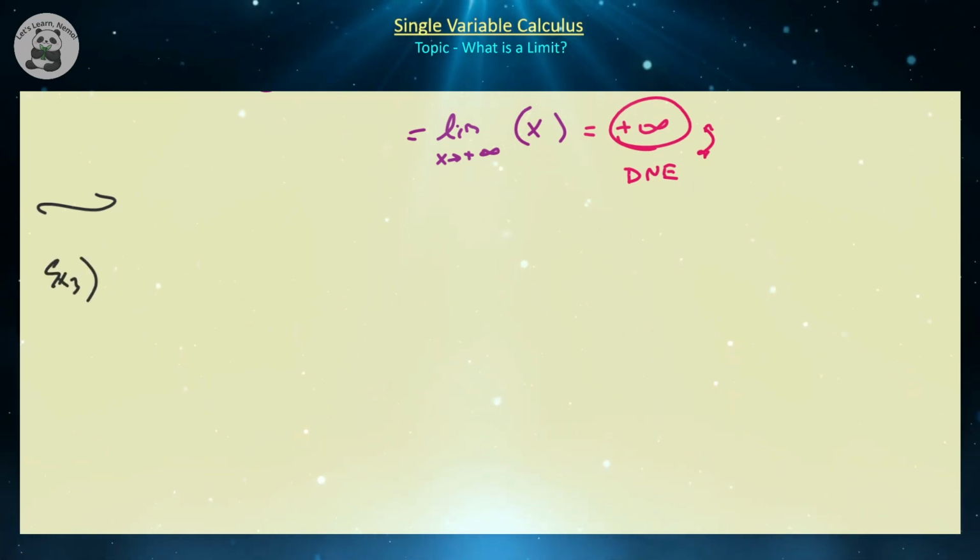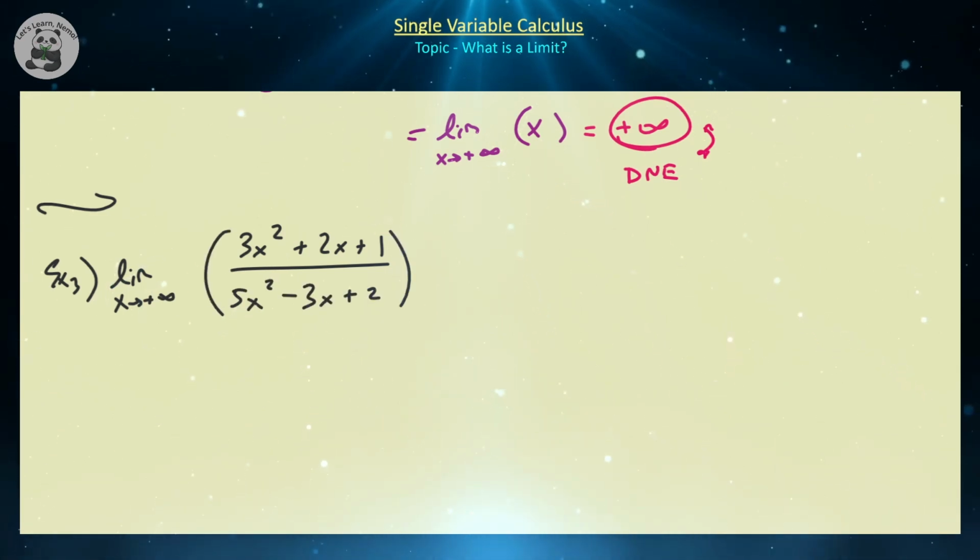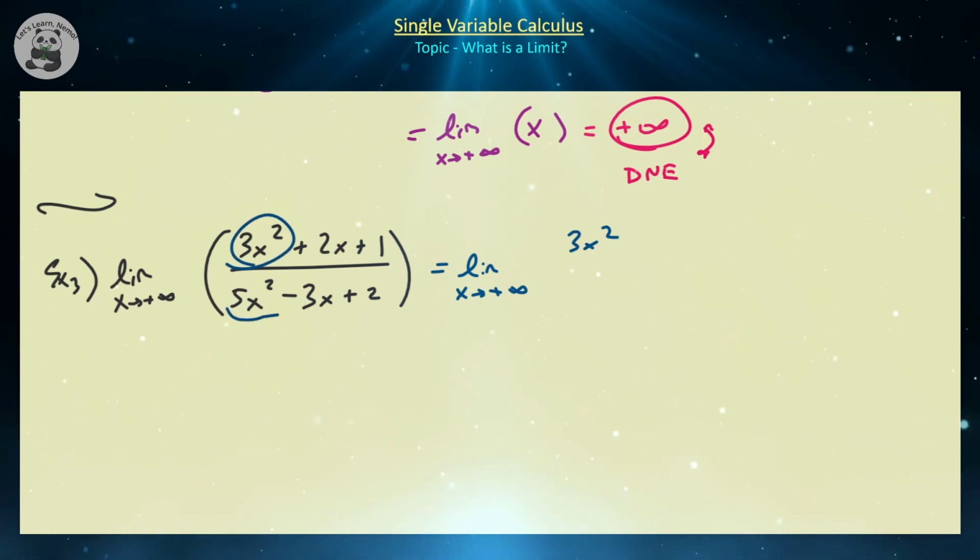So let's look at another example also. The limit as x goes to positive infinity of 3x squared plus 2x plus 1 all over 5x squared minus 3x plus 2. So using the same realm of logic as the last couple of examples, we have the limit as x approaches positive infinity of 3x squared being the dominant term of the top and 5x squared being the dominant term of the bottom.